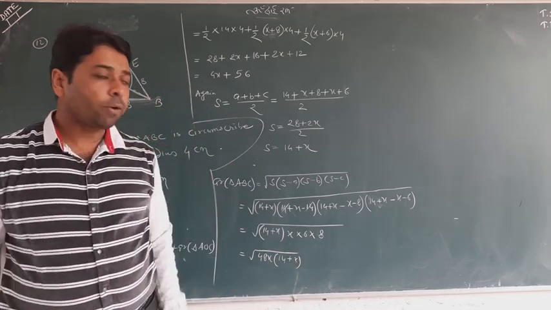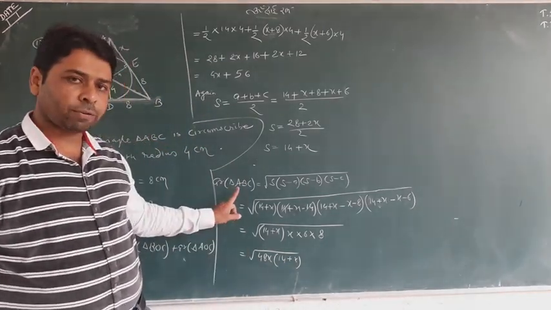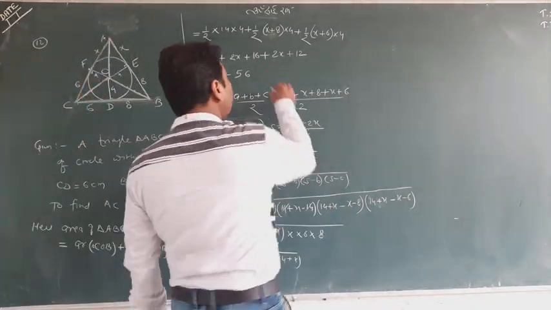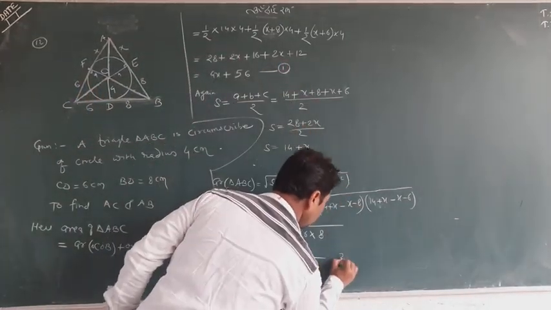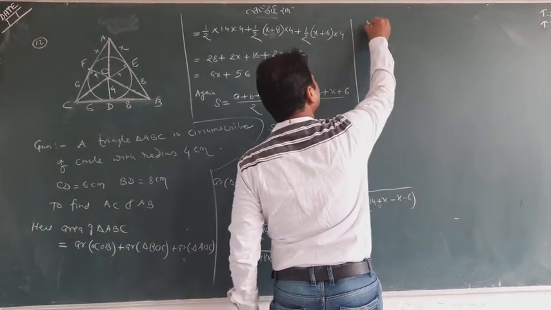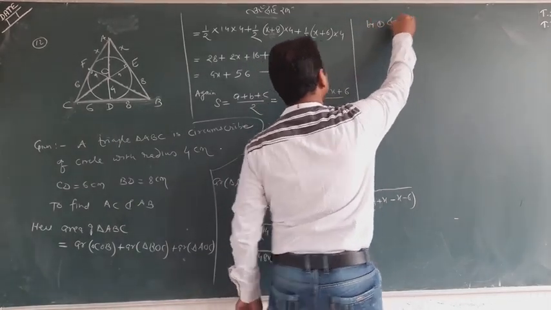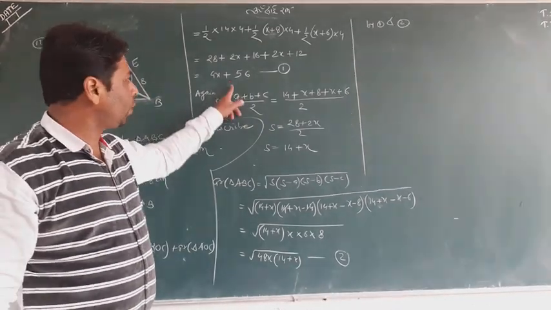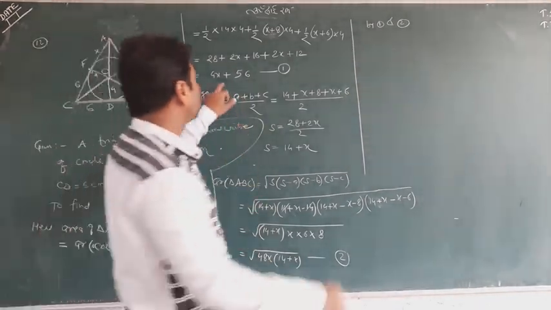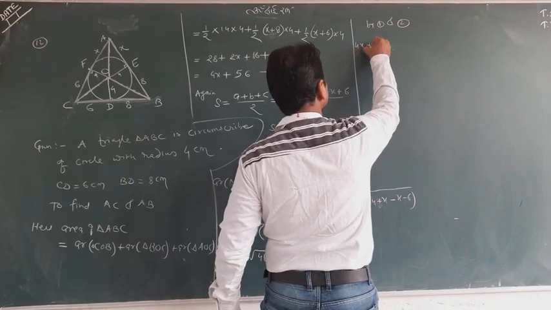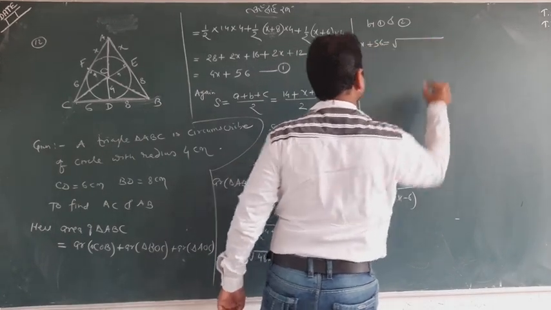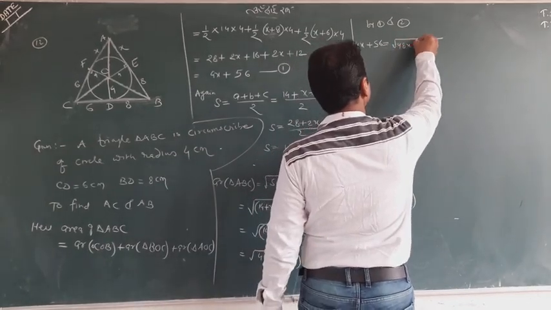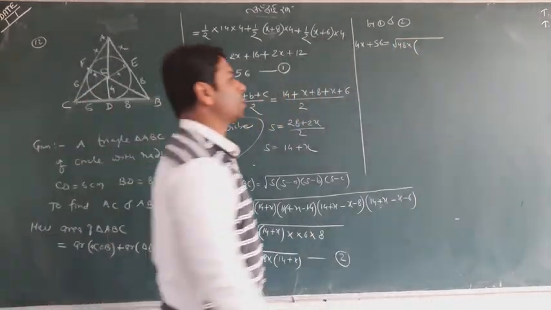So I think we should stop here because we already got the area of triangle ABC by two ways, first and second. So by 1 and 2, I write here these two are equal. Why? It is very easy. These two are equal because both are the area of triangle ABC. So 4x plus 56 is equal to the square root of 48x times 14 plus x.